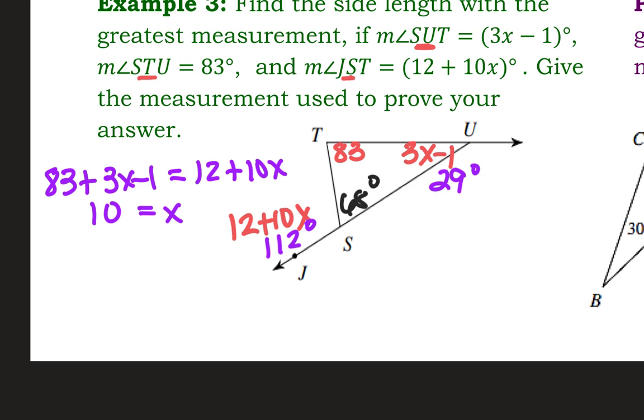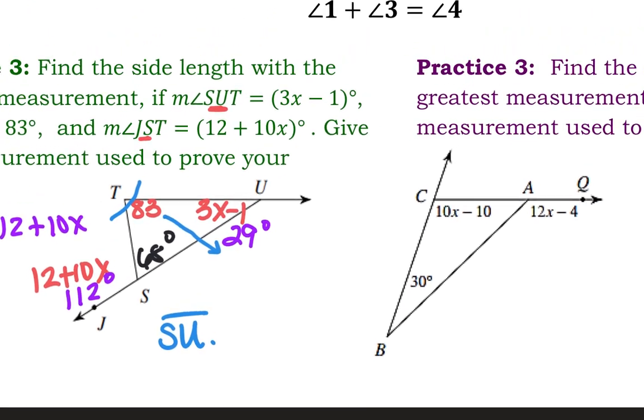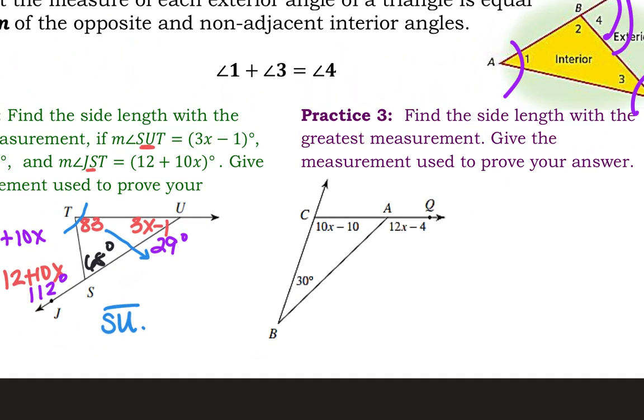All right, so the largest side is across which degrees? 83, good. So 83 is our largest angle. Across that is the longest side. So our longest side is S to U. All right, I'm going to let you guys try the next one. Do the next one the same way.